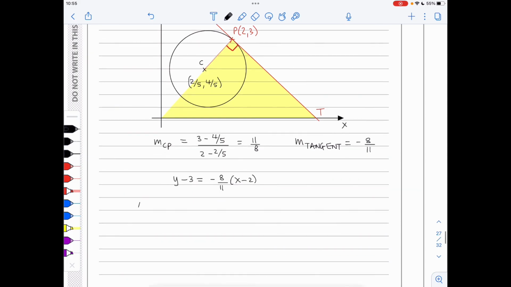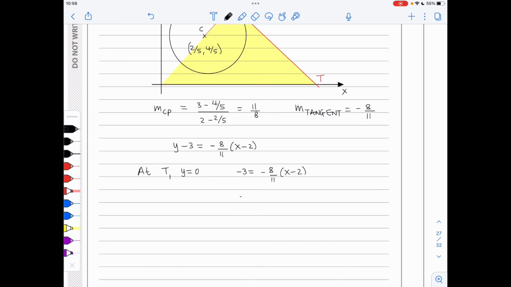We know that at point capital T, y is 0, so minus 3 is minus 8 over 11 brackets x minus 2, which means I could cross multiply to get negative 33 is negative 8x plus 16, and so 8x is 49, which means that the x coordinate of point T is 49 over 8. It makes sense to update my diagram here and add this information.